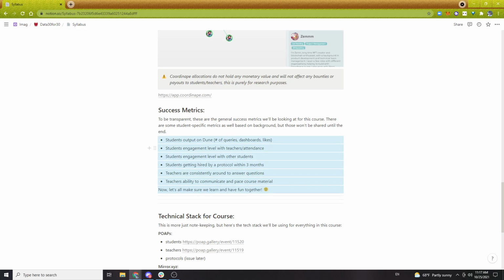Obviously, we have some more. I call it student specific metrics here as well. I'm sure those of you who looked at the tweet and saw our decision tree, where you are in the decision tree, we probably have different expectations as well, right? For example, if you're not someone who works in Web3, but you're extremely experienced in SQL, we would be looking at, all right, how much did you learn about Web3 by the end of the course, right? That might be a student specific metric.